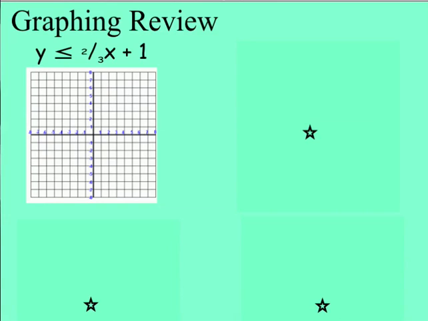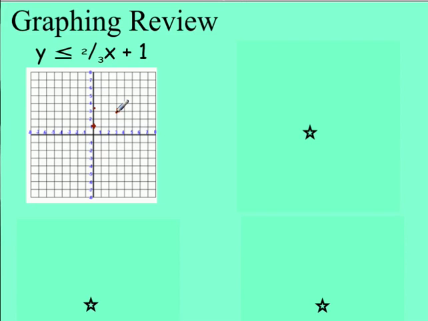Okay, so let's start with this first one. Y is less than or equal to 2/3 x plus 1. So here we're crossing the y-axis at 1. Remember that number you add on is always where you're crossing the y-axis. Then 2/3 is going to be my slope. So I'm going up 2 and over 3.